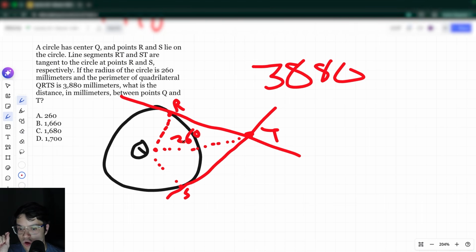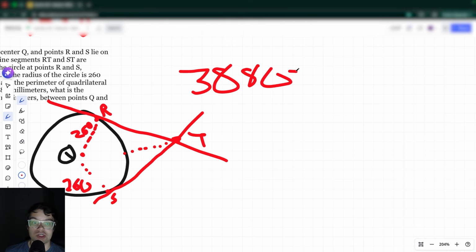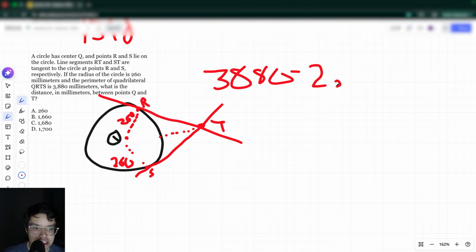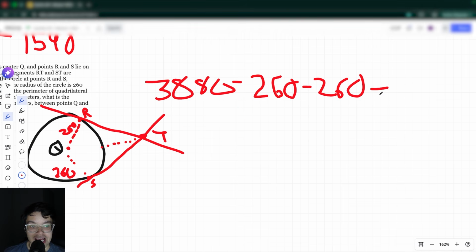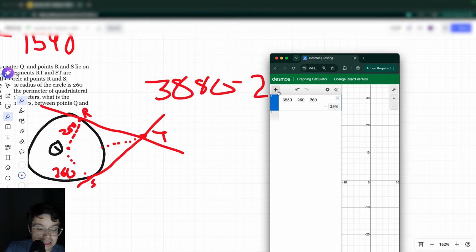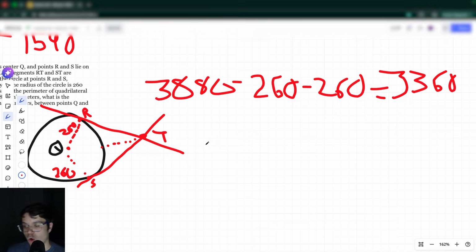So we know that the radius must be 260. So another way we could theoretically write this is we could just make both of these be 260 because that's what it means. When they are showing this quadrilateral, each one of these is just the radius. And then we have 3880. What we can do is take 3880 and then subtract 260 and then subtract 260 again to get rid of both those radii and see what we have left. That'd be 3360. Okay, so what are you supposed to do with that?